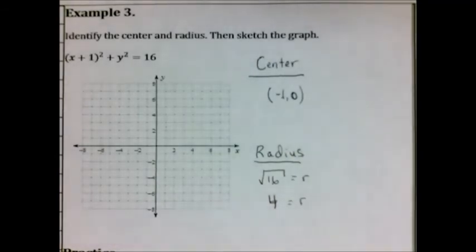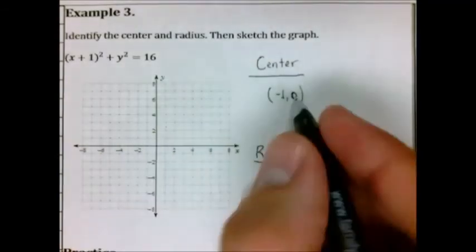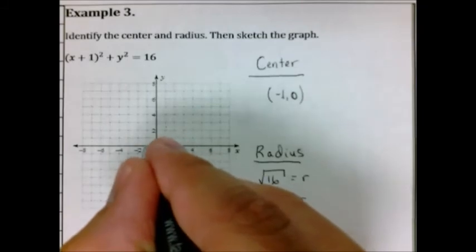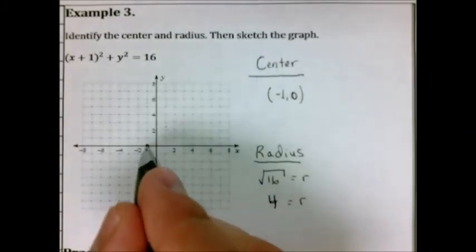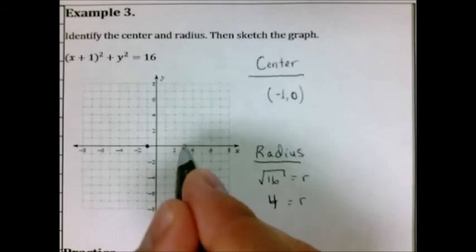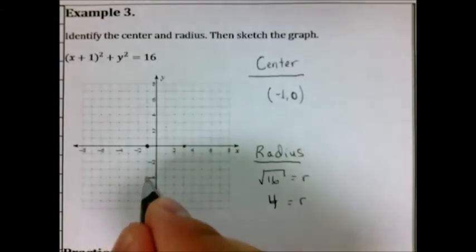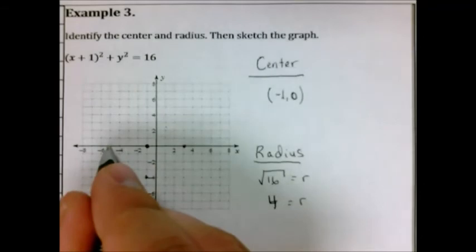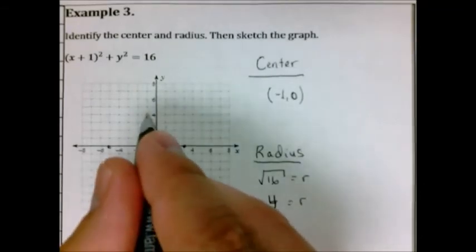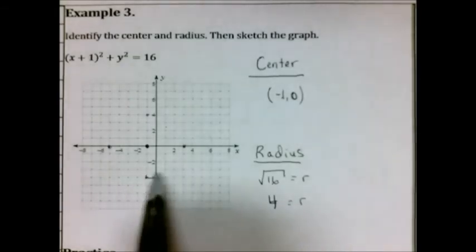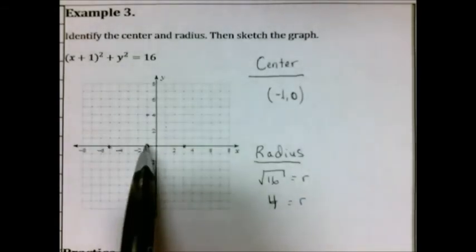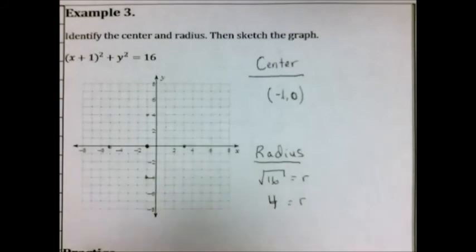Alright, so now we need to plug in our center. Our center is at negative 1, 0. So negative 1, 0 is this point right here. And our radius is 4. So the easiest way to actually sketch the graph would be to go out 4 places in all 4 directions, right? And mark 4 units away for every single spot. Alright, and now we've got this diagram. We know that this point is the center and these 4 are on the exterior of the circle.